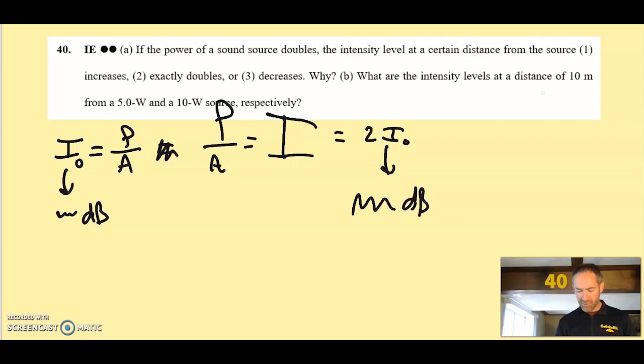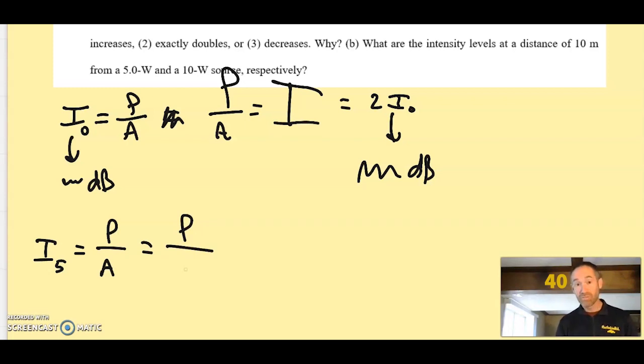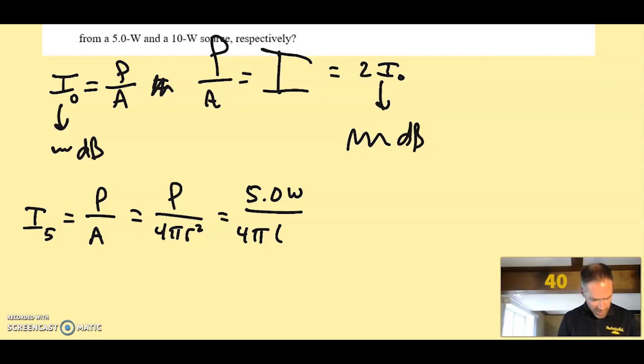It says, what are the intensity levels at a distance of 10 meters from a 5 and a 10 watt source? So if I'm going to figure this out, first I'm going to figure out the intensity. And so let's do the 5 watt source first. Let's say that the intensity from the 5 watt source is going to be the power of that divided by the area. That's the power of it divided by, if you assume that it spreads out uniformly in all directions, which isn't always the case, but it will always be for us, 4 pi r squared, the surface area of the sphere. Okay, so now the power is 5 watts, and the 4 pi r squared, we're 10 meters away from the source, so 10 meters squared like this.